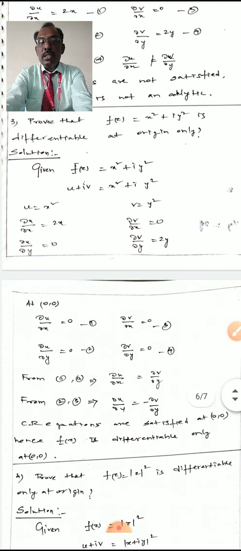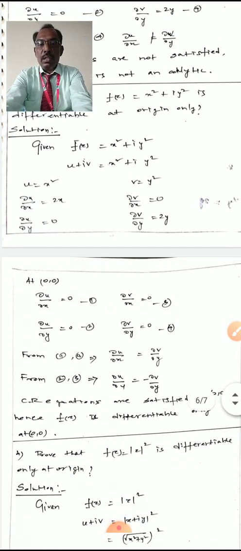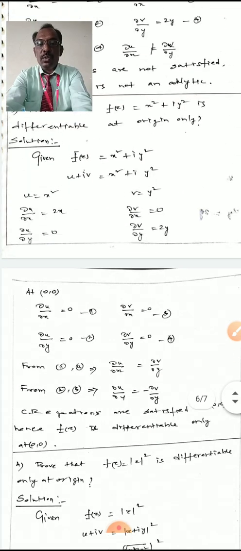So what is our question? Is it differentiable at origin. So what do we do? We have to substitute the 0,0 point in dou u by dou x, dou u by dou y, dou v by dou x and dou v by dou y. So what we get here, all values are 0. Here dou u by dou x is 0, equation number 1. Dou u by dou y is equal to 0, which is equation number 2. Dou v by dou x answer is 0, equation number 3. Dou v by dou y equal to 0, which is equation number 4.